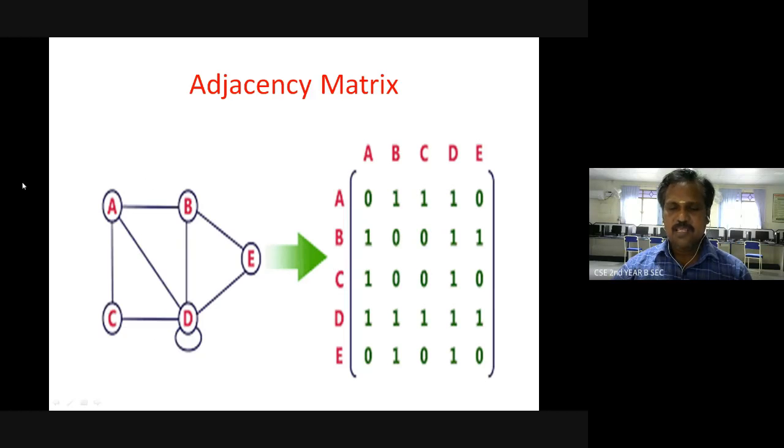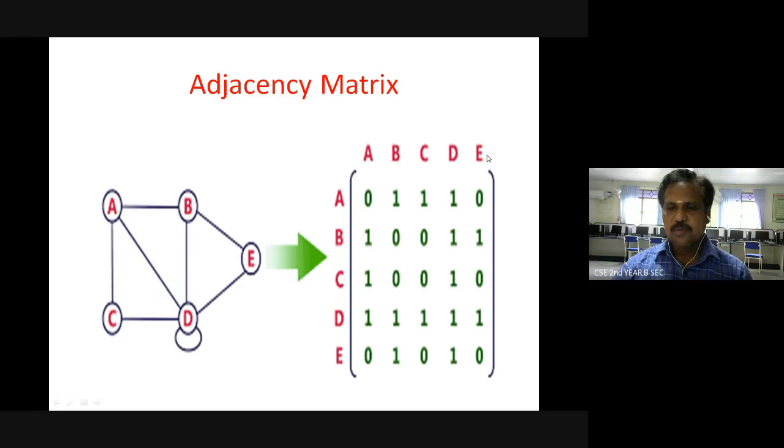We have to represent this graph as an adjacency matrix. What is an adjacency matrix? We have to represent all the nodes here. A, B, C, D, E are the nodes, both along the rows and columns. A to A, A to B, A to C, A to D, A to E, and then B to A, B to B, B to C, B to D, B to E.